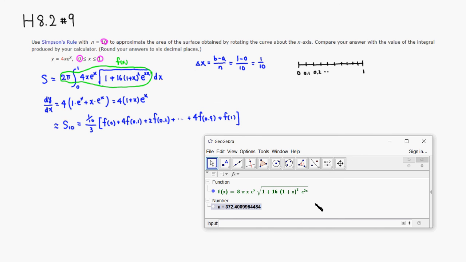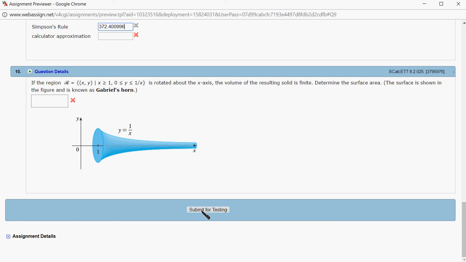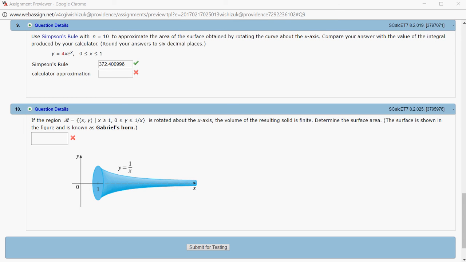So we get 372.400996. Let's type it in. So we got 372.400996. Let's check submit for testing first. I came back and it looks like we got this one correctly.